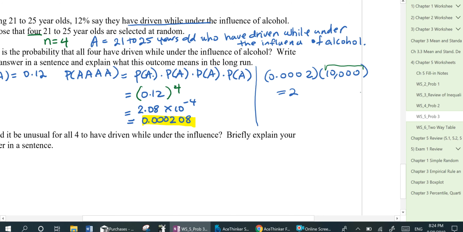So using the multiplication rule helps me to find the probability. Then I interpret that by writing a sentence. Let me say that again. The probability that all 4 have driven while under the influence of alcohol is 0.000208. That means if I would randomly select 10,000 people of age 21 to 25 years old, I can expect to see 2 of them will have driven under the influence of alcohol.